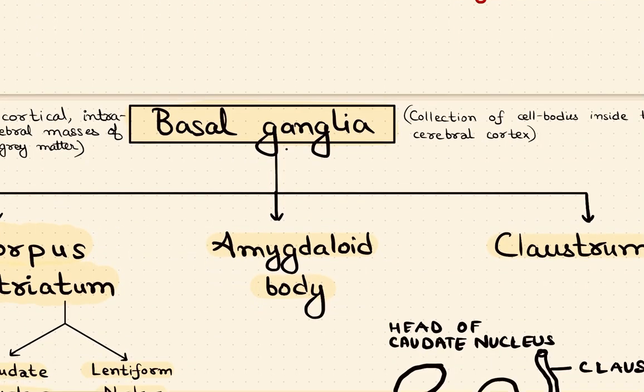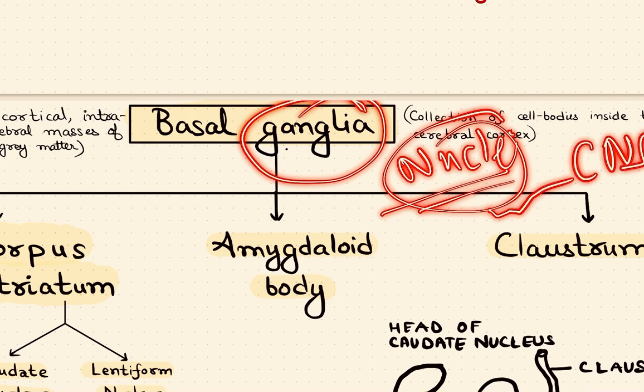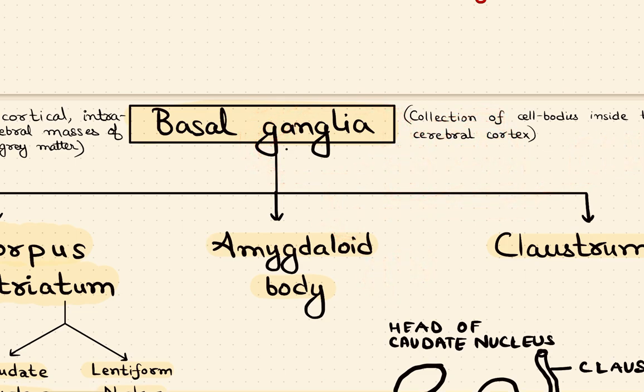Now the third thing in the telencephalon or cerebrum is the basal ganglia. Actually, the words ganglia and nuclei are two similar words. Nuclei is a collection of cell bodies in the CNS, and ganglia are a collection of cell bodies in the PNS. So here in the case of the cerebrum it is a misnomer.